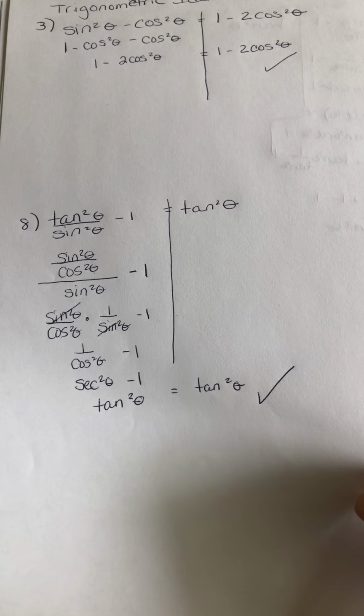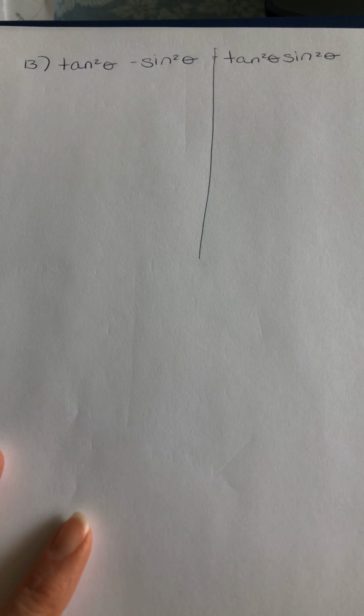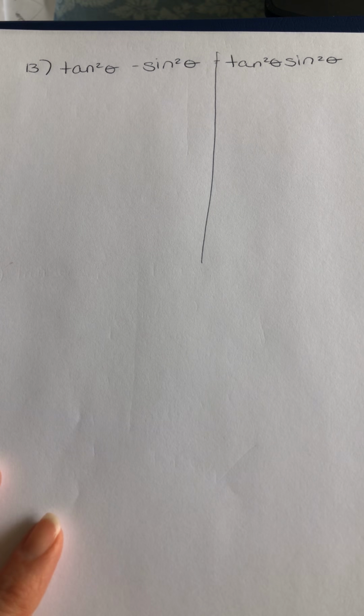The last problem that I'm going to try here with you today is number 13. So 13 is a little bit harder here, but we can do this. So we have tangent squared theta minus sine squared theta equals tangent squared theta times sine squared theta. I'm going to work with the side on the left. And again, sometimes it's a judgment call. Sometimes if you're working on one side and you don't get anywhere, you can go to the other side and work on that and maybe work your way to the middle. But we don't cross over the wall. In general, we try to keep to one side.